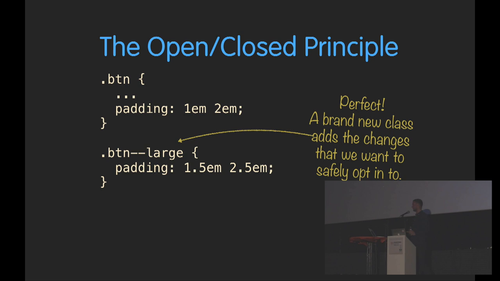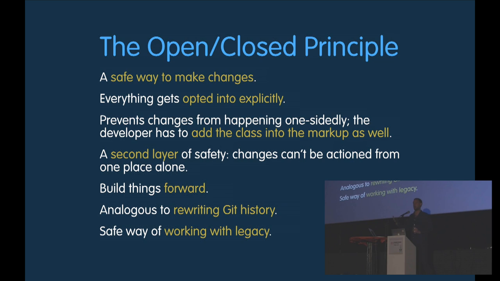Everything gets opted into explicitly. It's this contract between your HTML and CSS. You have to add a class in both places. It's a second layer of safety, that having that contract gives you that second layer of safety. And again, like I say, it's analogous to rewriting Git history or using Semver. You can only go in one direction.